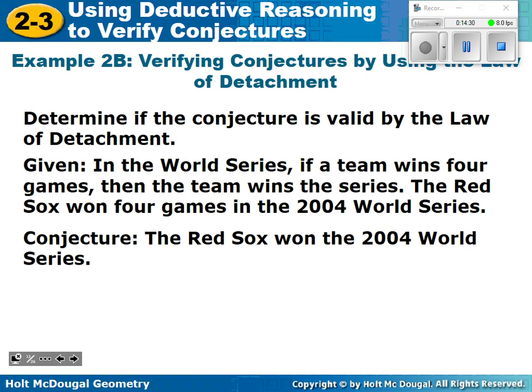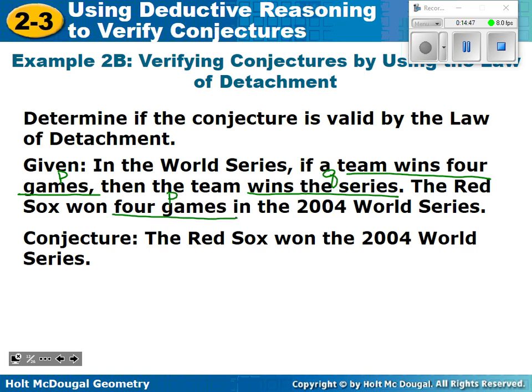Okay, what do we think? Valid or invalid? Valid. It is valid. Again, if you need to, identify your P and your Q. This is talking about teams winning 4 games. That's our P. Conclusion is they win the series. That's Q.